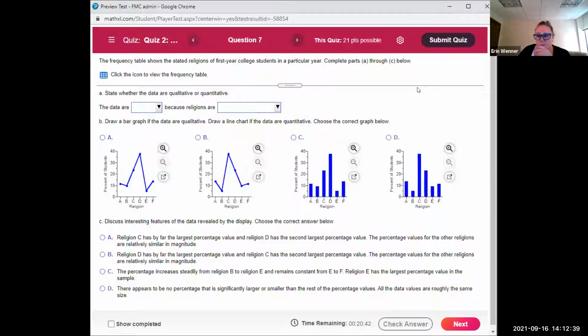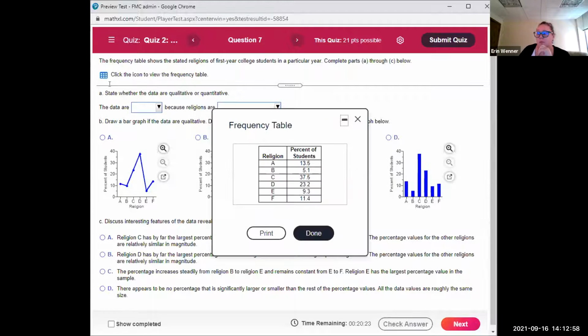This bad boy. Big hint: this question comes back on the test. Just going to put that out there. What's important about it is we're talking about qualitative data versus quantitative data, right? If it says look at the frequency table, and it's giving us religions and the percent of students, because it's giving us a category, religion, and a percent, we can represent this as a pie chart or a bar graph.